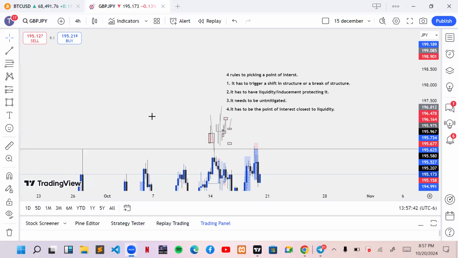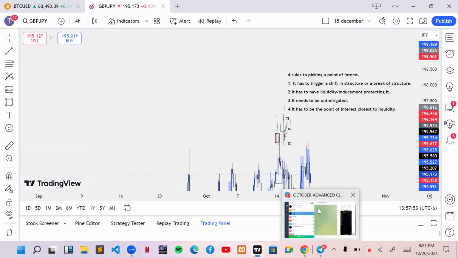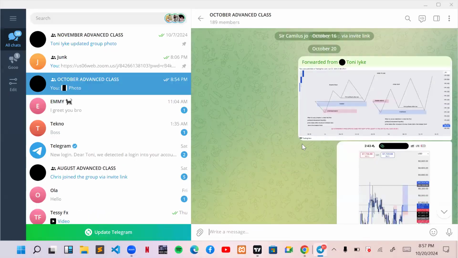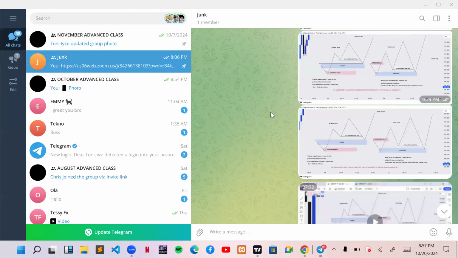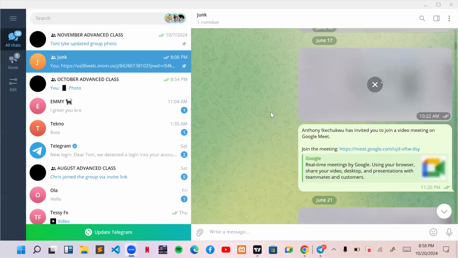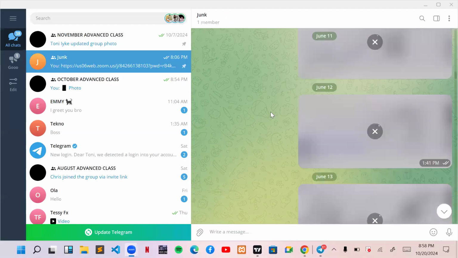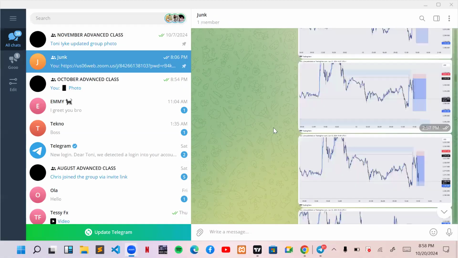In the breaker blocks, you always start from the body. If the first pullback mitigates the wick of the breaker block, but it does not mitigate the body of the breaker block, you can still use the breaker block. I have a scenario on GJ where the wick of the breaker was mitigated, but the body of the breaker was never mitigated. It's still valid to be used as entry. Let me see if I can find that trade.